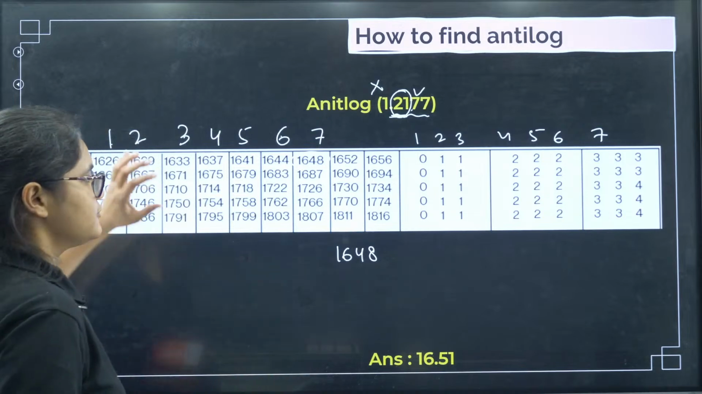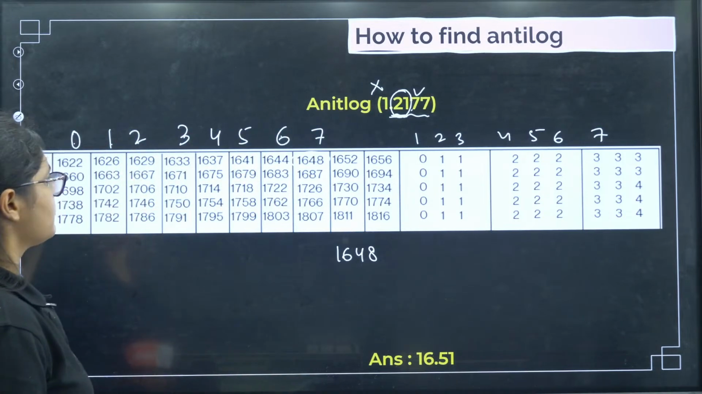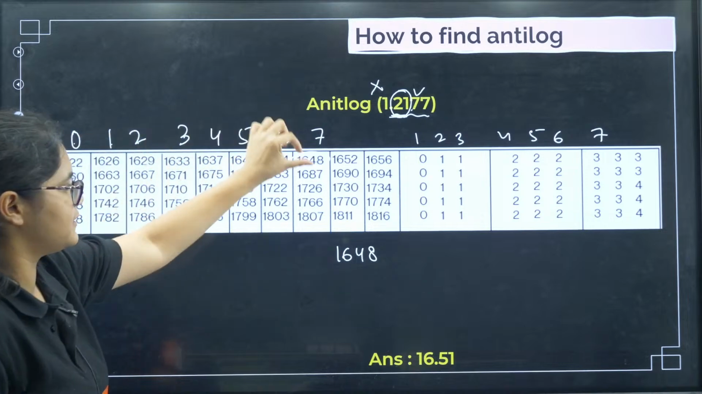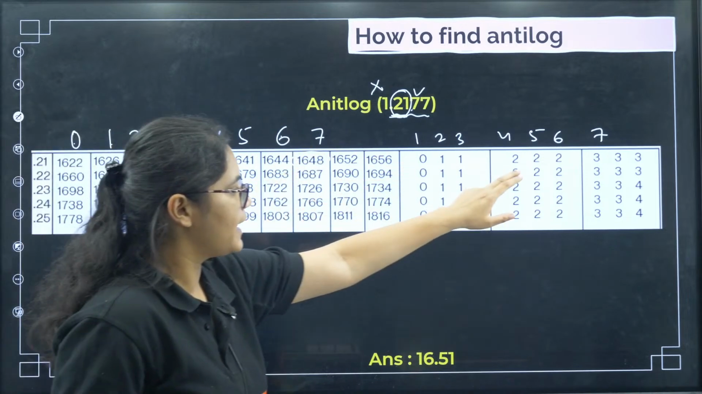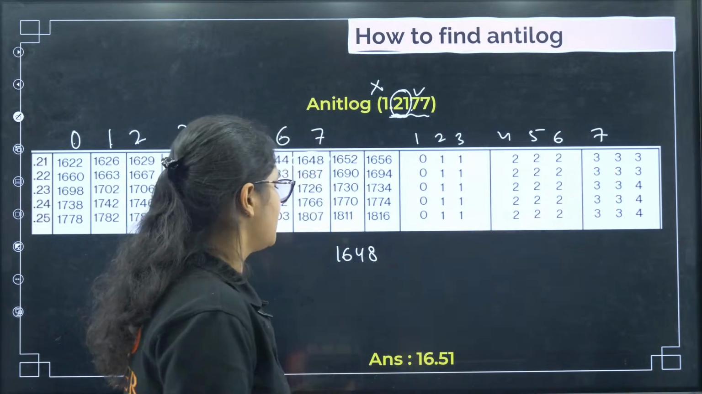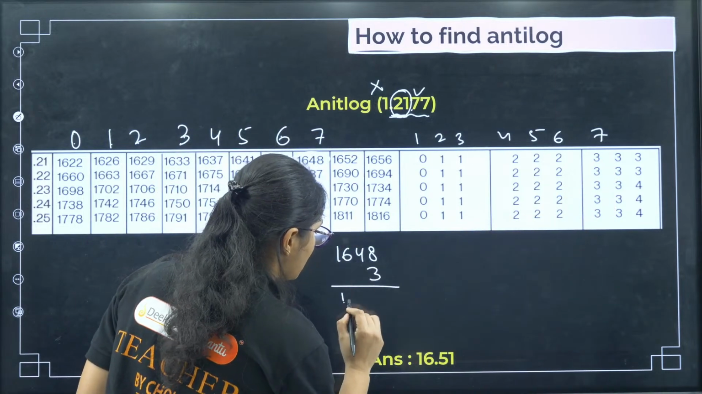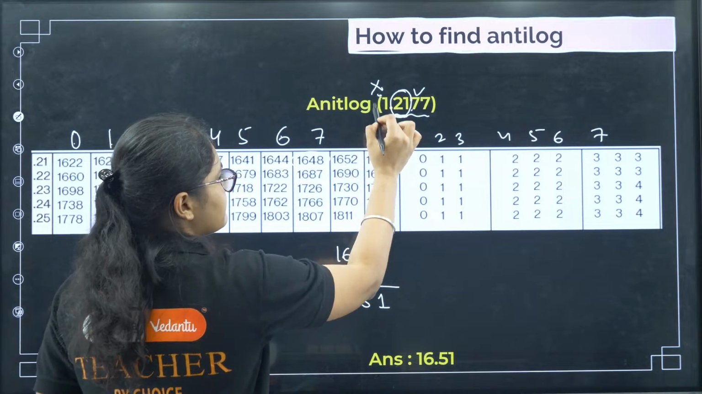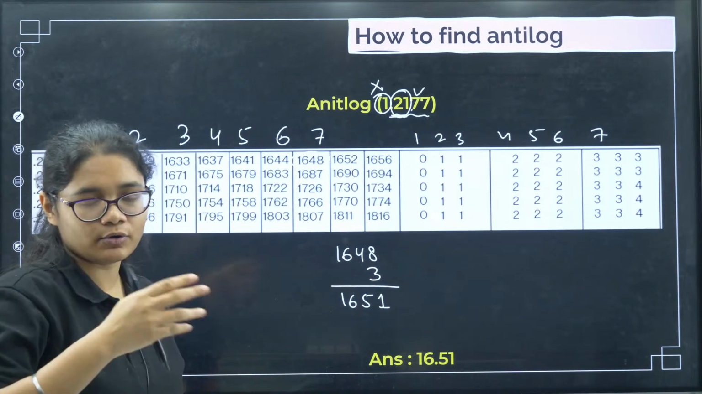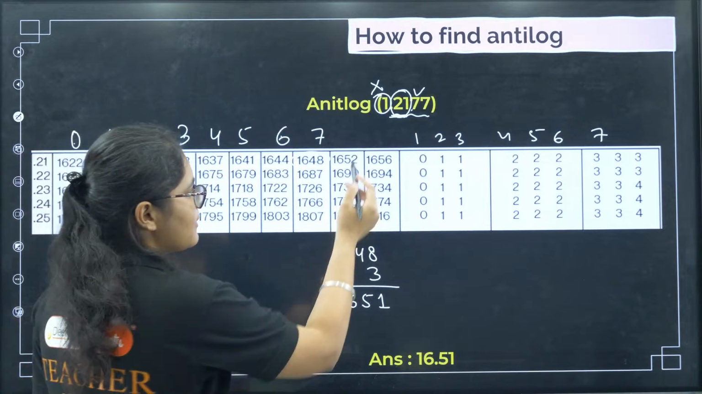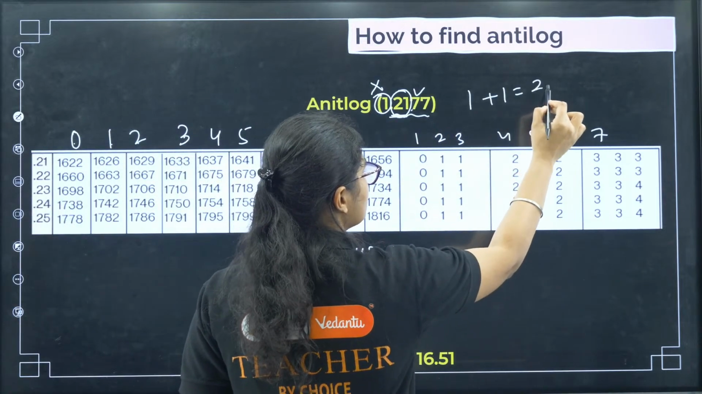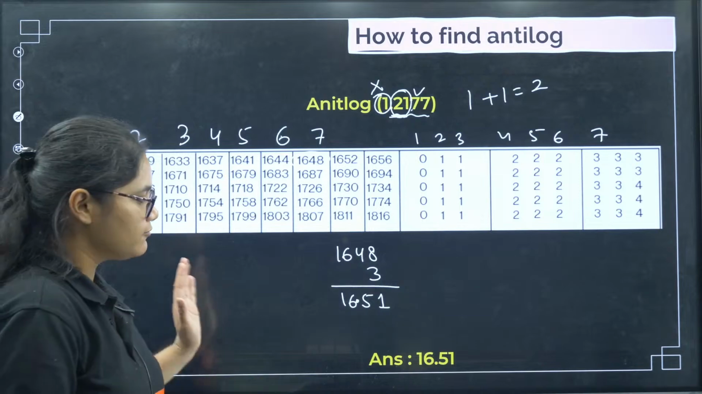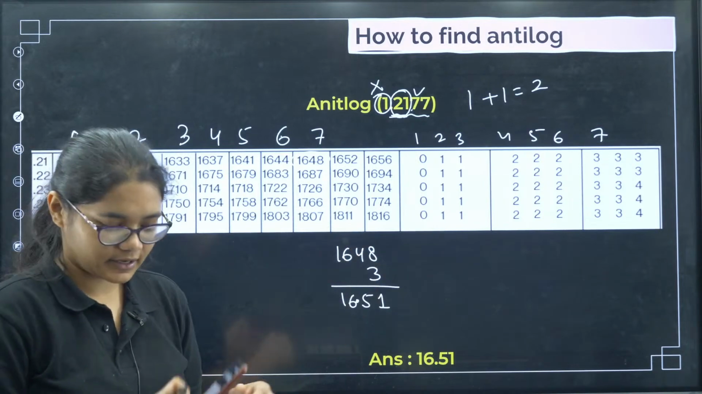I hope you are getting it, students. First I will take 0.21, then third digit is 7, so 7, 1648. So 21st row and 7th column, 1648 I got. After that I have 7 here, that is 3 is there, so you have to add this 3 here. So what will I get here? 1651, right? 1651 I got. Now see what you have to do with this number. Whatever number is there before decimal, you add 1 to that. Number before decimal is 1, 1 plus 1 is 2. So starting from this side, after 2 numbers you have to put the decimal point.